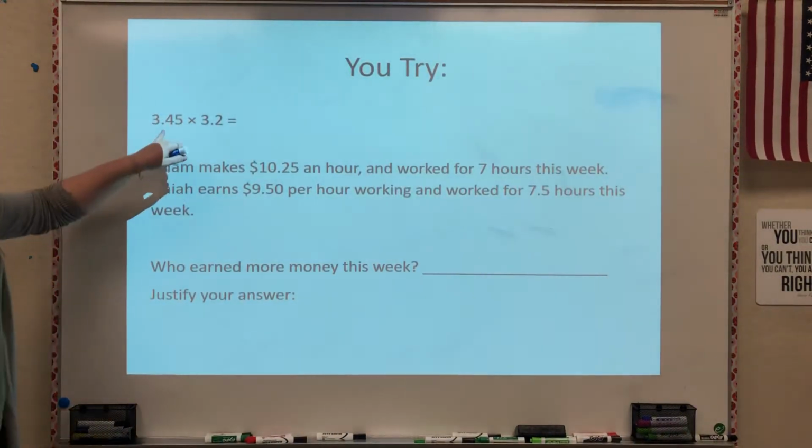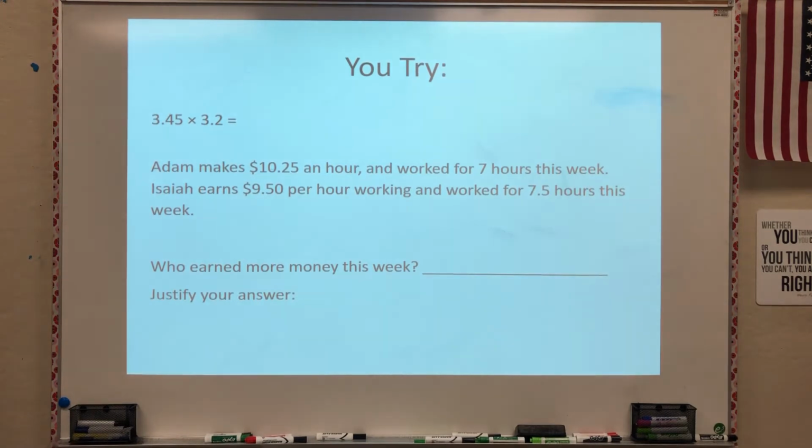The first one I've got for you is what is 3.45 times 3.2? The next one is Adam makes $10.25 an hour and works for 7 hours this week. Isaiah earns $9.50 per hour working and worked for 7.5 hours this week. Who earned more money this week? And make sure you justify your answer.